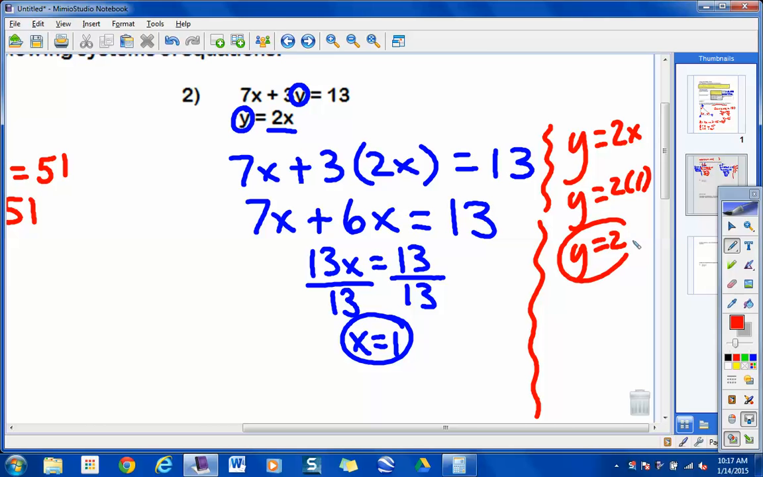Okay, so for both equations to be true at the same time, what does x have to be in each equation? What does y have to be in each equation? 2. Check it out. 7 times 1 in this top one, what is it? 7. 3 times 2 right here, what is that? Does 7 plus 6 make the 13? Works!